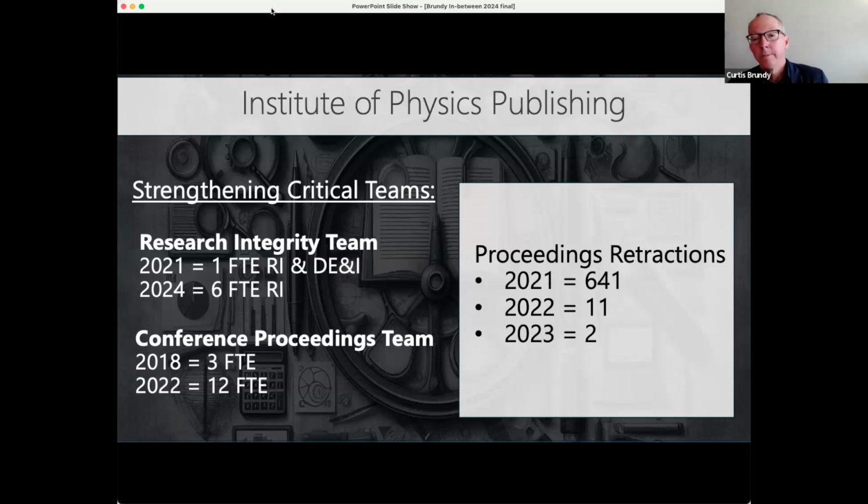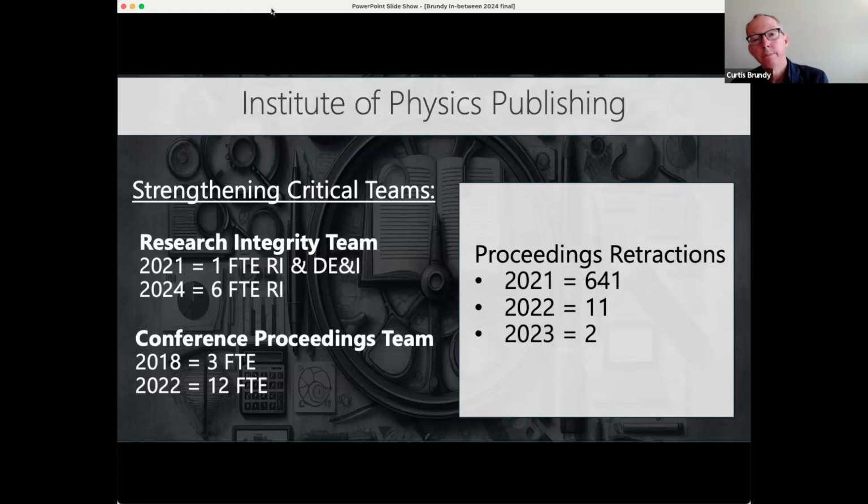IOPP had to deal with a significant paper mill issue with its conference proceedings papers. And that led to a spike of retractions for them in 2020 and 2021. You can see that in the numbers on the right. So 2021, 641 retractions, and then that number has dropped drastically. And how did they achieve that? Well, they achieved it by tightening up their publishing integrity efforts. They have expanded their research integrity team from one person in 2021 that actually did research integrity and also did DE&I to six full-time research integrity folks working on their team.